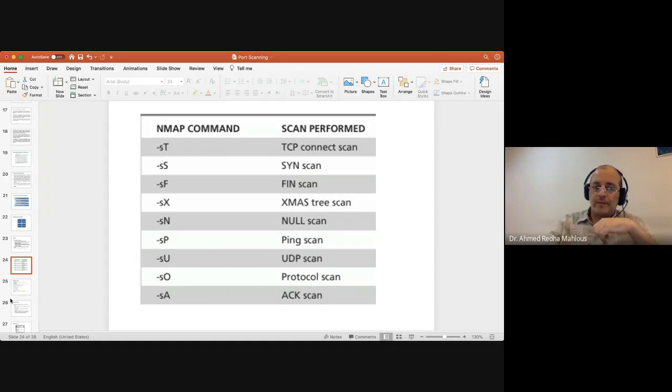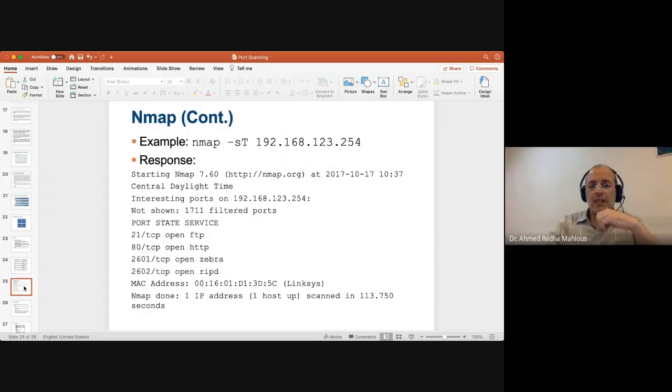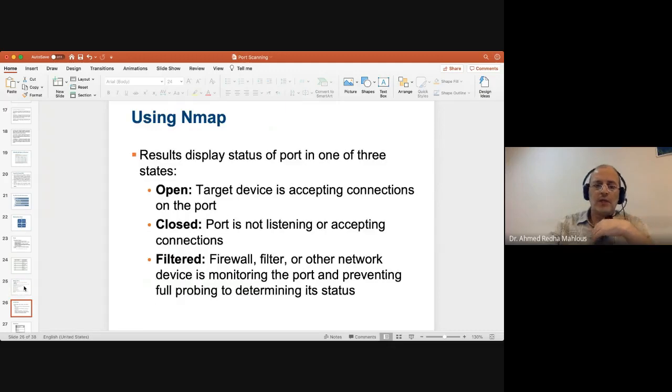Okay, this is an example of Nmap, which we are going to apply. As I mentioned, the result of an Nmap scan can show an open port, a closed port, or filtered.